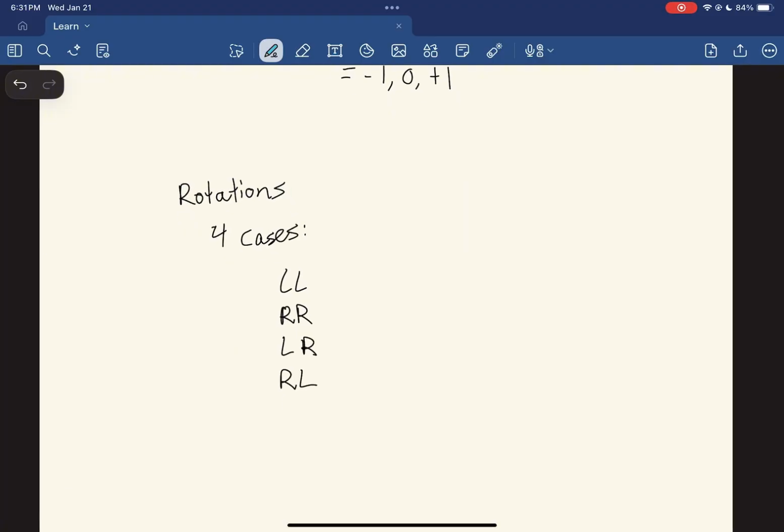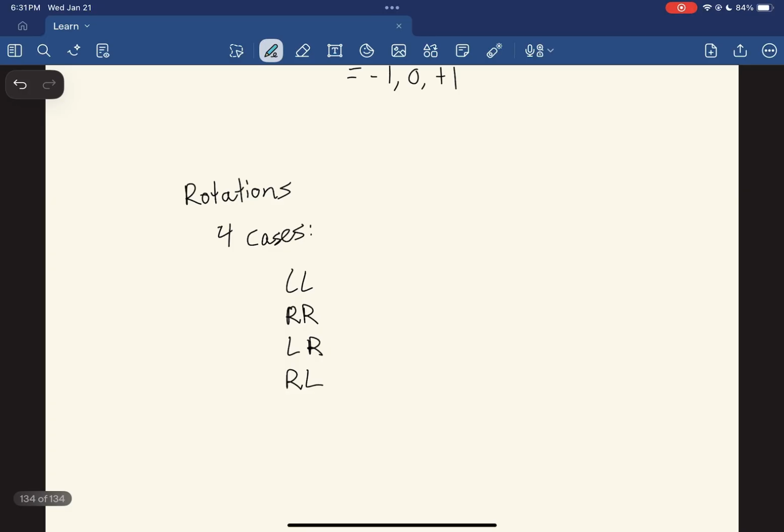What LL basically means is left, left. That means it's heavy on the left side, so you want to do the opposite, which is a right rotation. If it's RR, that means it's heavy on the right side, and when that happens, you want to do the opposite, which is a left rotation.